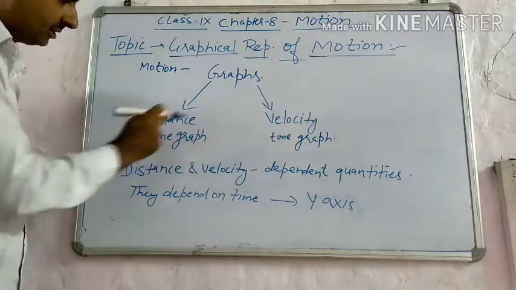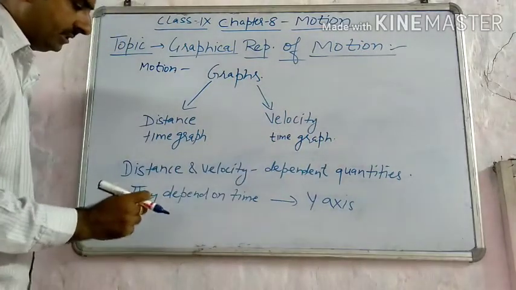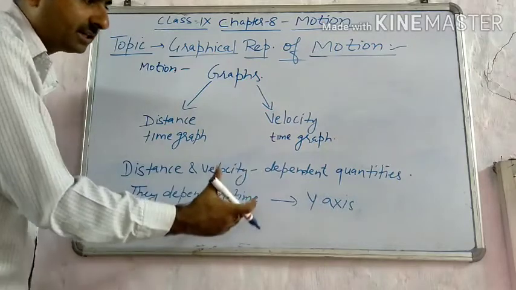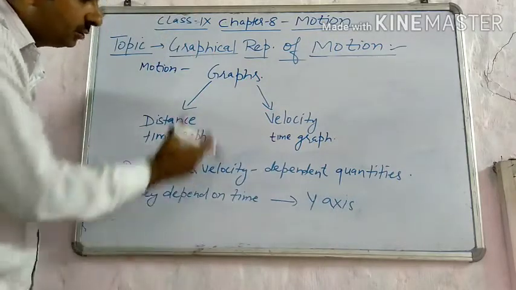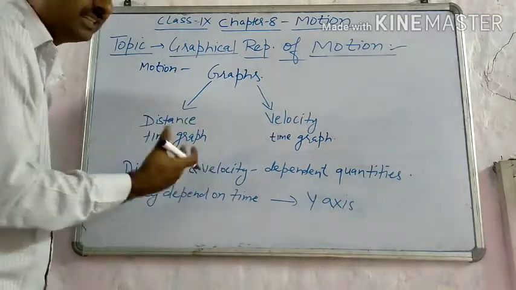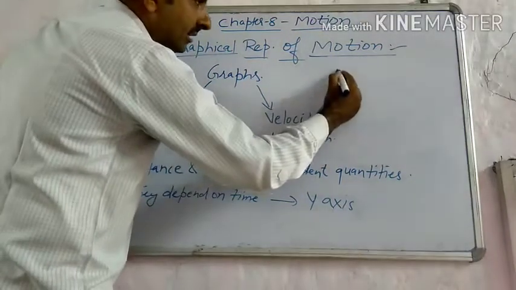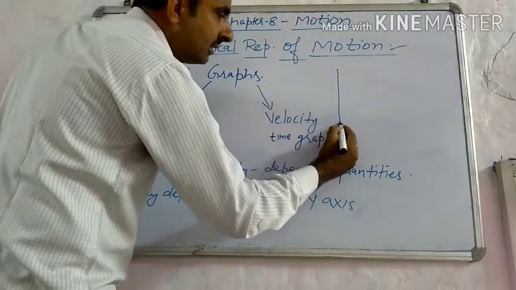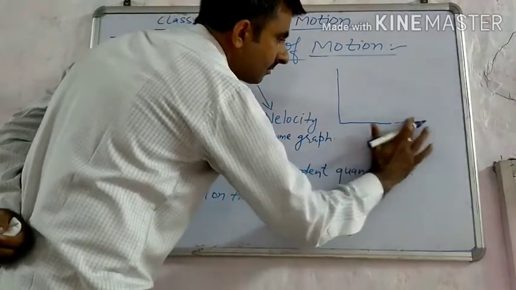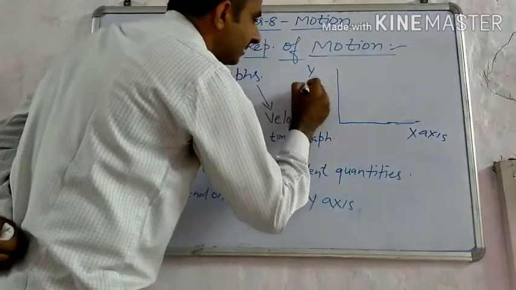Now these distance and velocity both are dependent quantities, means they depend on time. ये टाइम पे डिपेंड करते हैं, तो जो डिपेंडेंट क्वांटिटी है उसको हम y एक्सिस पे लेंगे और जो इंडिपेंडेंट क्वांटिटी है जैसे कि टाइम उसको हम लेंगे x एक्सिस पे. Just like this, here this is y axis, this is x axis, x axis and y axis.